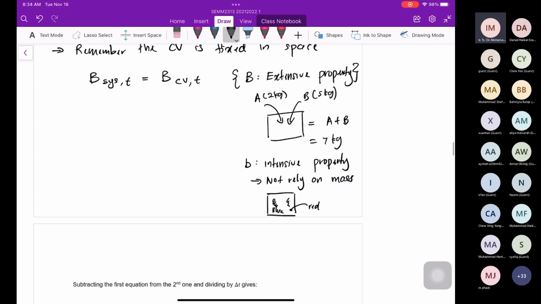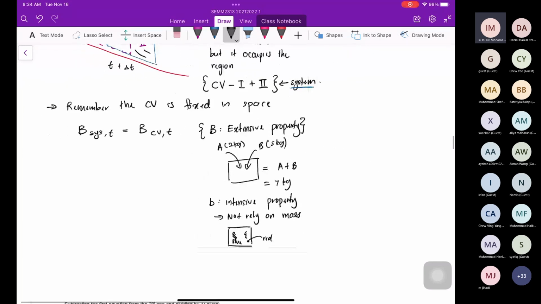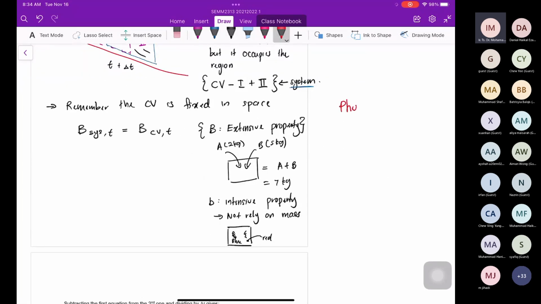For example, like the color. Alright, you can look at the physical property. For this one, I want to highlight, basically, physical property is categorized into extensive and intensive. This relies on the mass. This does not rely on the mass.